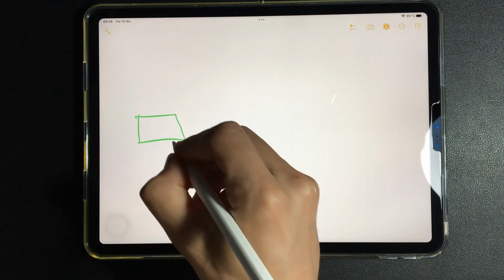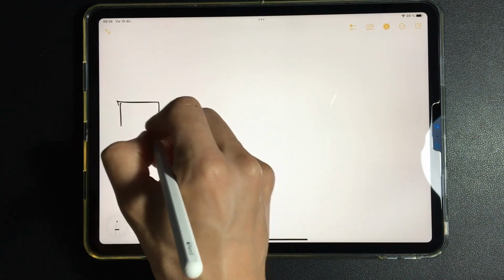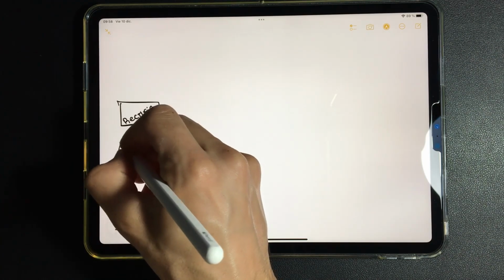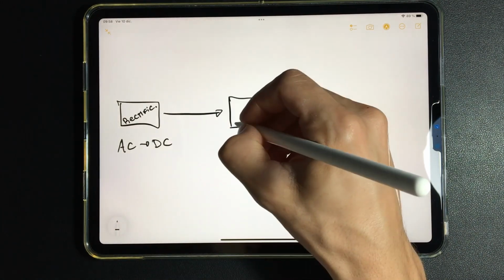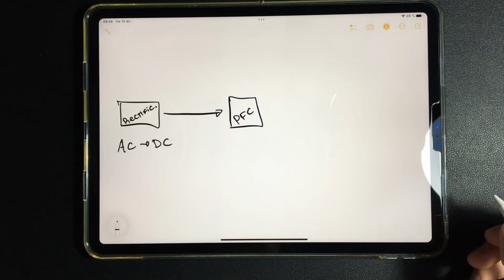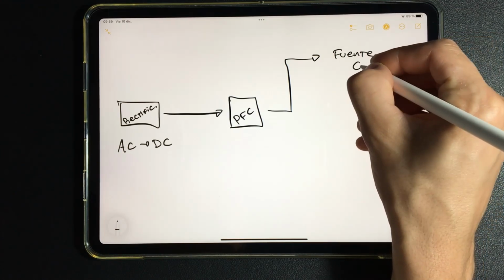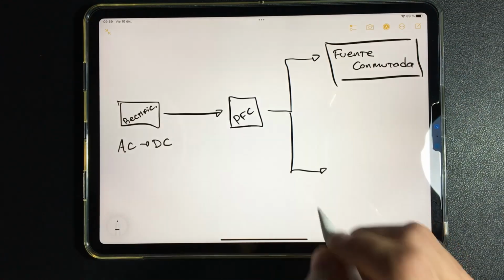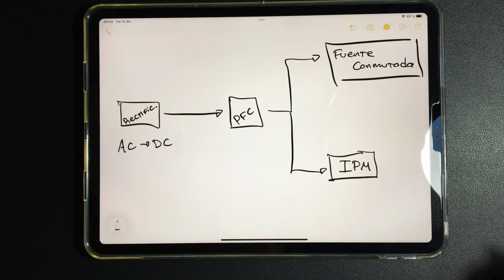Let's try to make a diagram. With this color, better. Let's do rectification. Transform AC to DC. Very good. Afterwards, we will go through a PFC circuit, power factor rectifier. Afterwards, we are going to go on one side towards the switched mode power supply, and on the other side, we are going to go towards the IPM, and that is what we want to start talking about from now on.